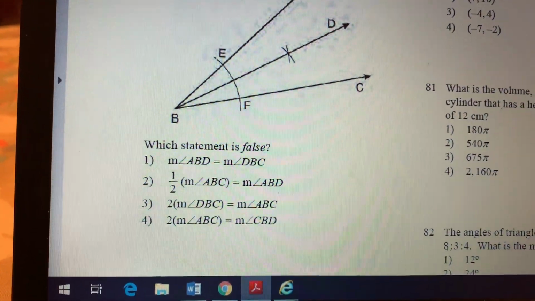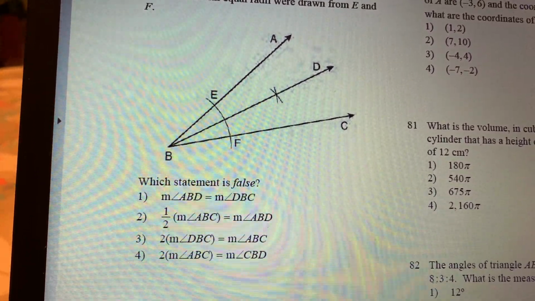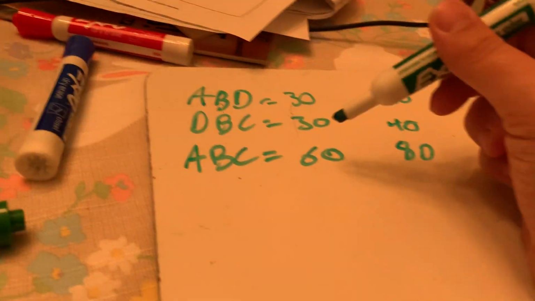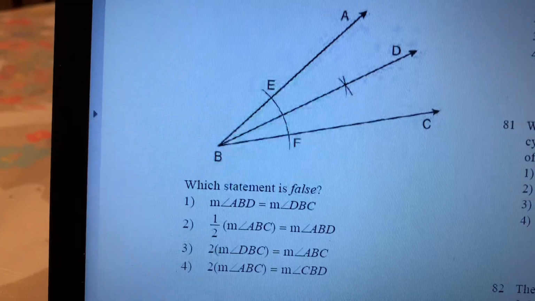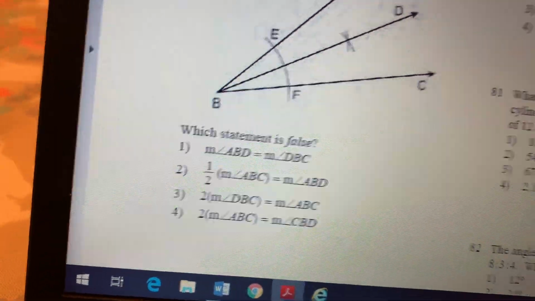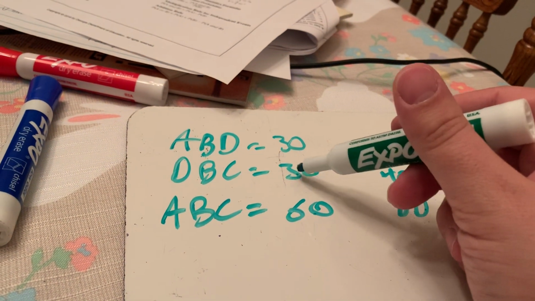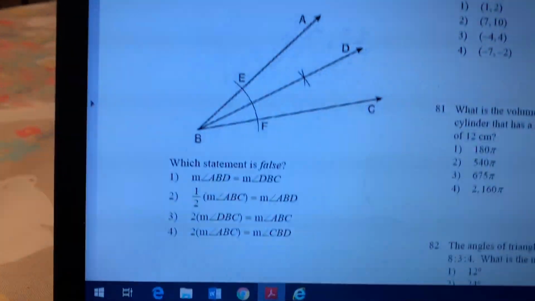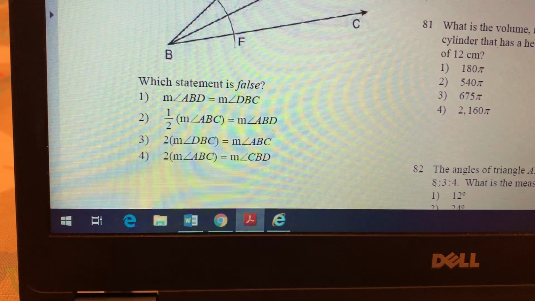Number 4, 2 times the measure of ABC equals CBD. So I multiply ABC times 2, which is 120, is equal to CBD, and CBD and DBC are the same. And 120 is obviously not equal to 30. So number 4 is the false statement here.